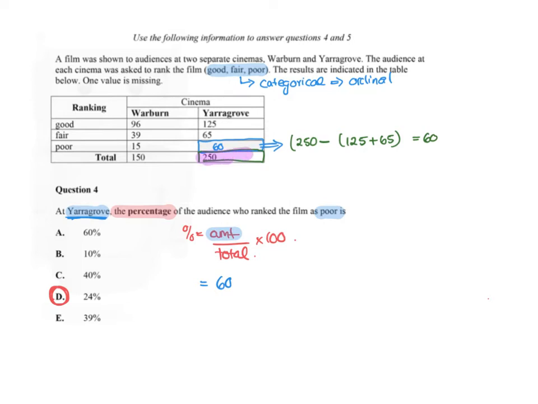So what was Yarra Grove's total? Yeah, it was 250. And then you times by 100 and you'll get your percentage, which was 24%.